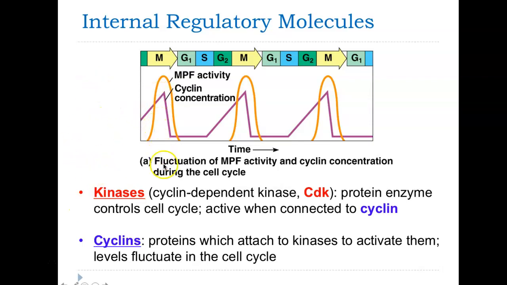What I want you to know is that cyclins are going to activate kinases. So cyclins are going to activate kinases. And you see how the cyclin levels go up during mitosis, okay? So cyclin levels go up during mitosis. And so then I ask the question, then you see this MPF, this is called maturation promoting factor.